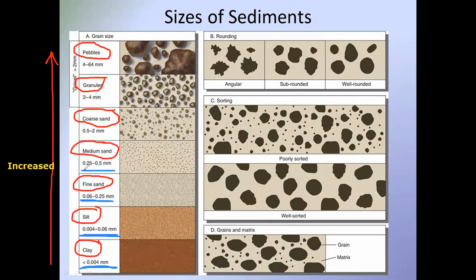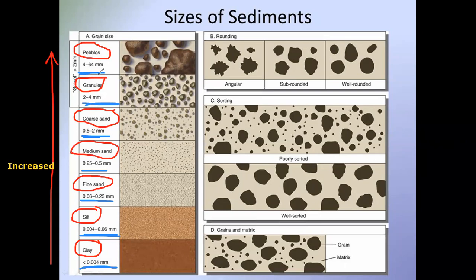After the fine sand particles, the medium sand particles are there, having the size 0.25 to 0.5 mm. After that, the coarse sand is there, having the size 0.5 to 2 mm. After the coarse sand, the granules are there, having the size 2 to 4 mm, followed by the larger particles, having the size from 4 to 64 mm.